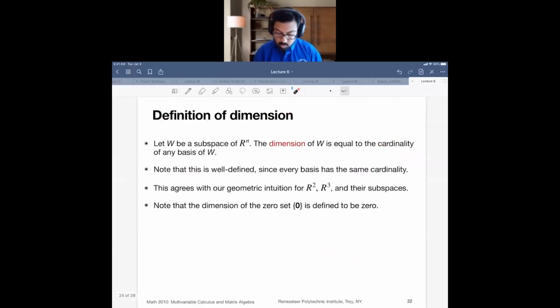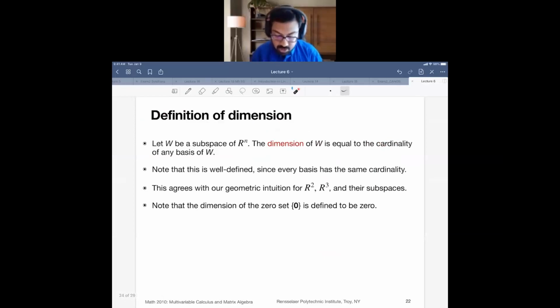All right, let's move on to the definition of dimension. We talked about this. Dimension is essentially equal to the cardinality of any basis. So you essentially look at the number of vectors in the basis, and that is going to define the dimension of a subspace W. This is well defined. Every basis will have the same cardinality.